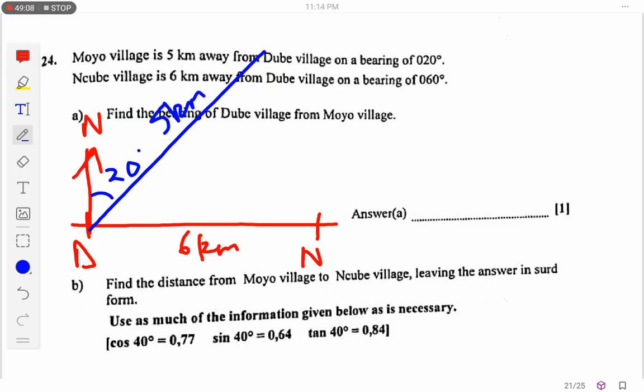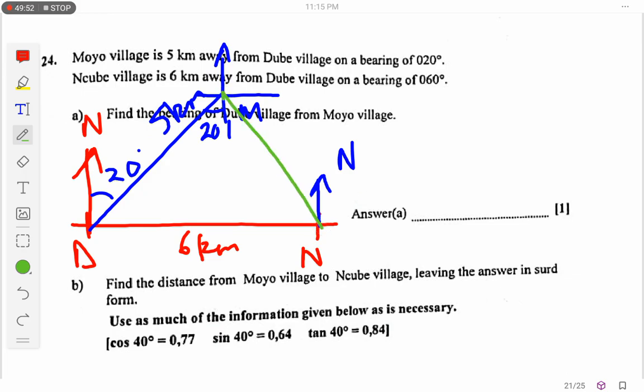So we can say this is the point of Moyo. This is also going to be 20 here. This is the north. Then we want to find the bearing of Dube from Moyo. Let me just rub this part. Okay, fine. So what we want is this part here.